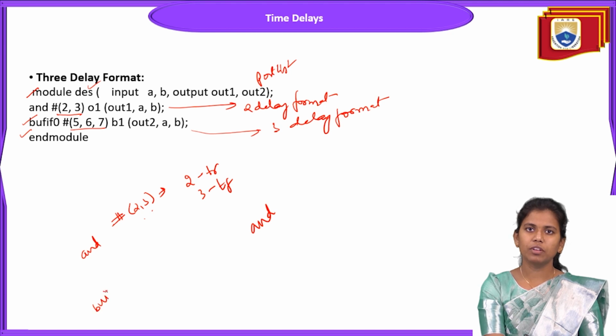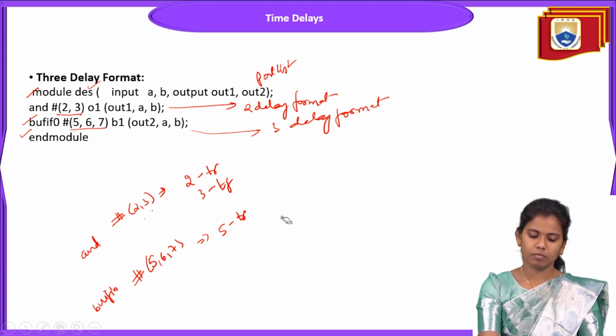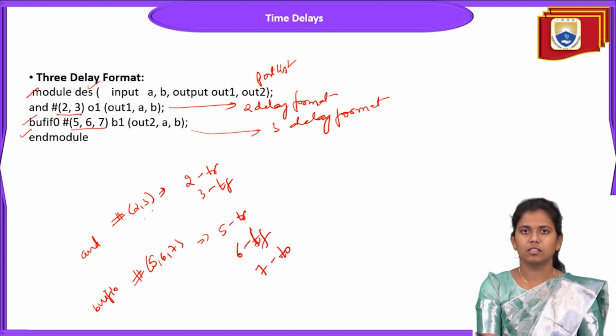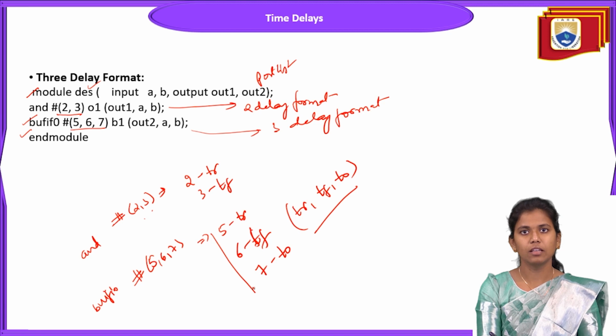And here one more gate we have is buff if 0. So in this buff if 0, we have delays as 5, 6 and 7. So what is this 5, 6 and 7? It is a 3 delay format, right? So I'll be having 5 as rise time, 6 as fall time and 7 as turn off time. Why? Because here it is a 3 delay format. So rise time, fall time and turn off time. So this is how we will be representing 5, 6 and 7. So this is nothing but the 3 delay format.